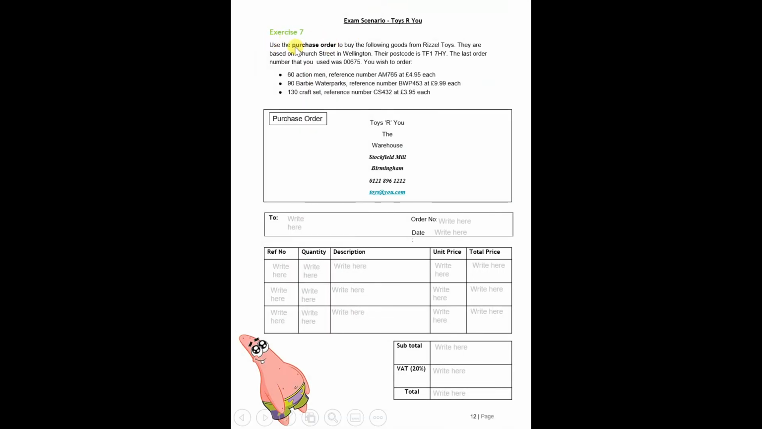Exercise 7. Here's a purchase order for Rizal Toys, and this is an exam style question and layout. So you're given the information at the top and you need to complete the purchase order in front of you. This is something you've seen before. We've gone over it for a few examples. The idea is that you go back over the practice ones to see just how accurate you can make this one for exercise 7.